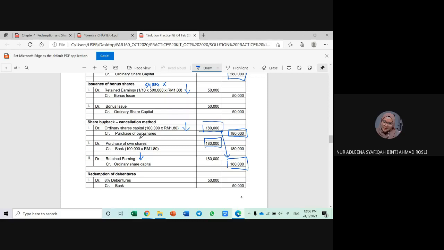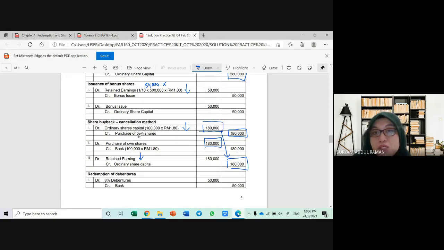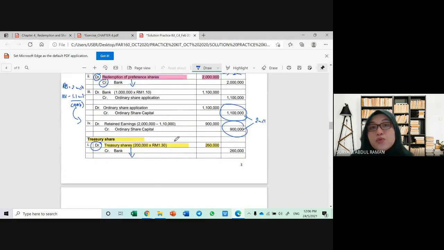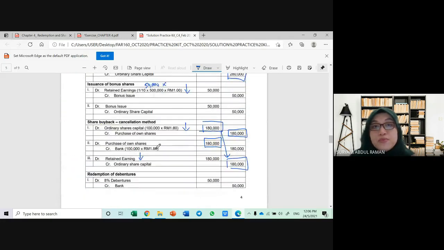Do you clear about this method, class, compared to the treasury shares method? Yes, madam. Very good. So please make sure you are able to distinguish between the cancellation method and the treasury method. In the cancellation method, you will immediately cancel the shares, meaning the shares are no longer in the company, and at the end it needs to be replaced or backed up by the same amount, but you just take from the retained earnings. But as for the treasury shares, you don't have to back up anything because the shares are still there, because you are going to sell them in the near future when the market improves. That's the difference between those two.